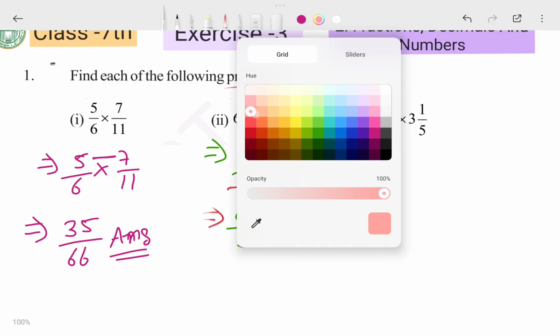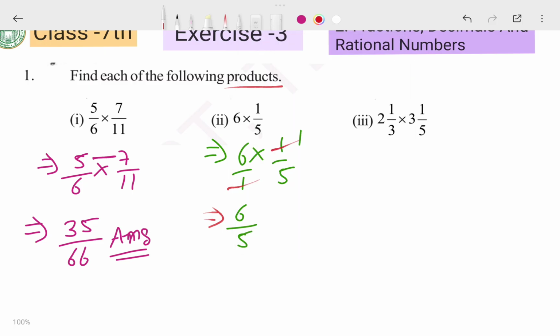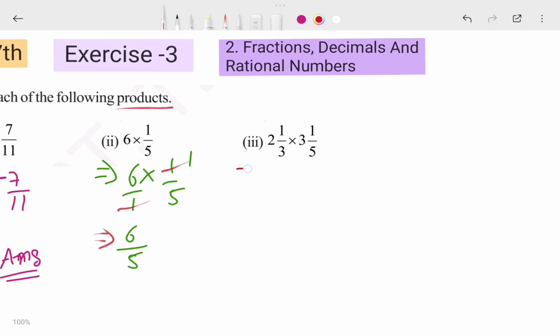Now let's see the next one, the second one. How can we solve it? This is in mixed fraction form, so first we have to make it into an improper fraction, then we can go through it. Okay, so how can we do this?